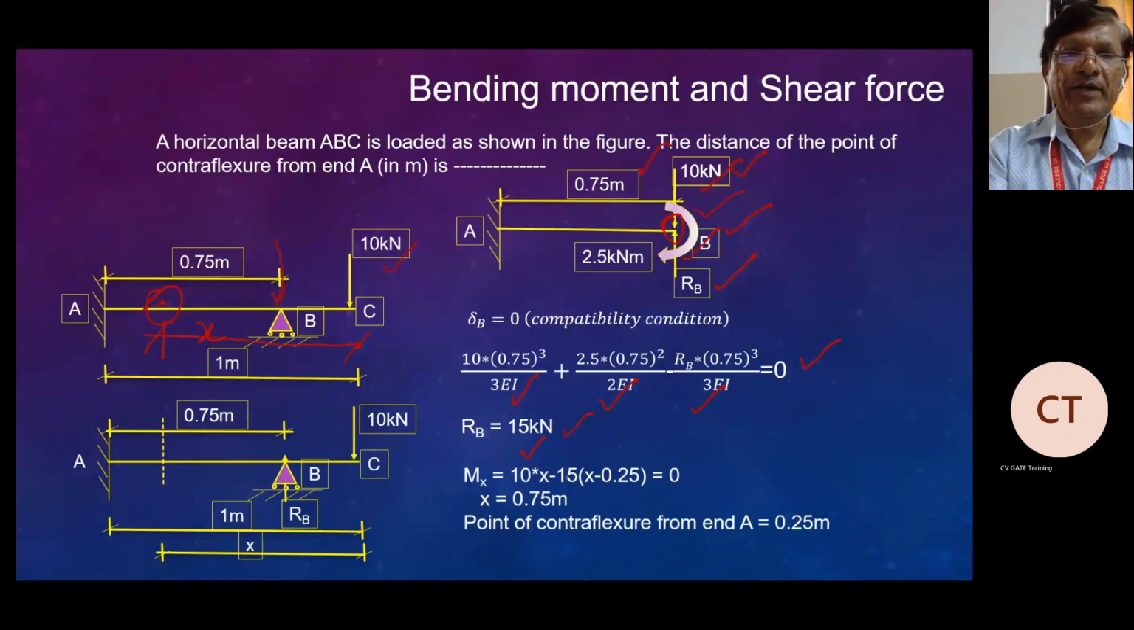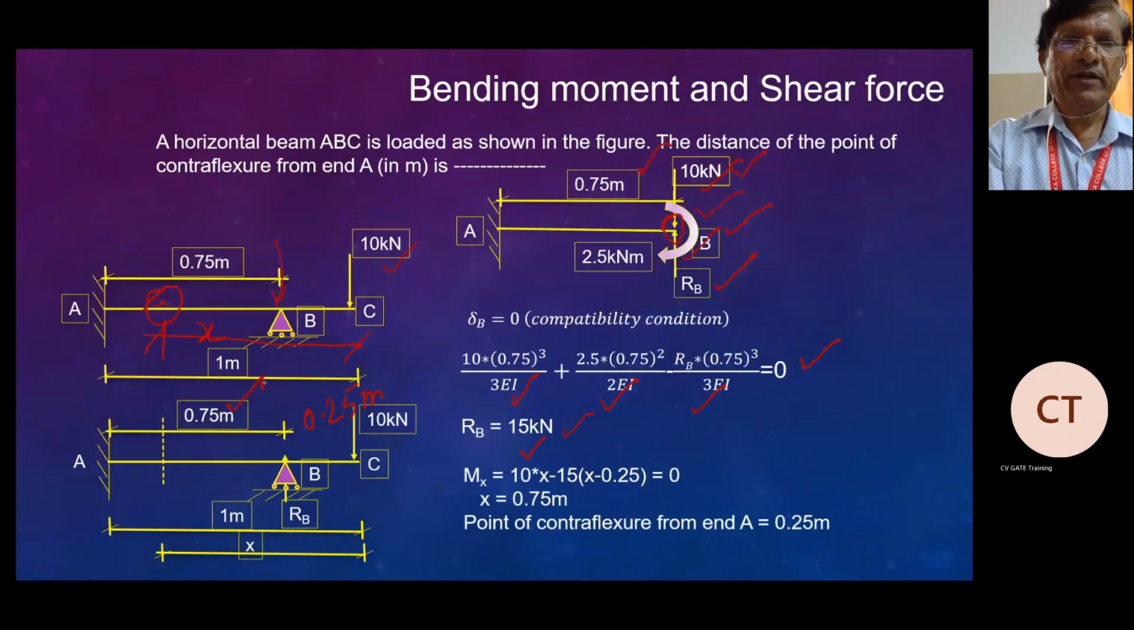Okay. So RB we calculated here, and there is no moment. You can take as it is 10 into x. 10 into x minus 15 into x minus 0.25. That is the reaction. So this is the distance you have taken from here to here, x. From here to here is 0.25. Why 0.25? This 0.25 will be there. So all the things you have to calculate, because 1 meter is given.